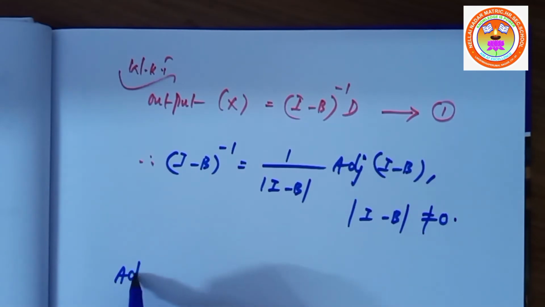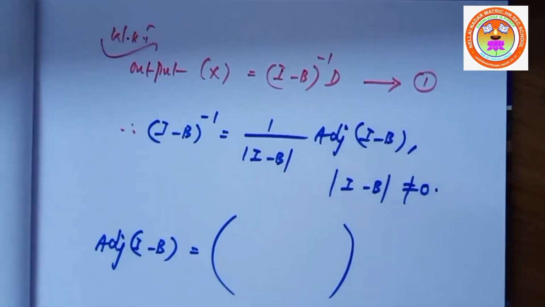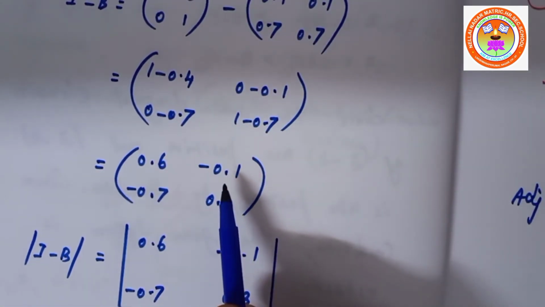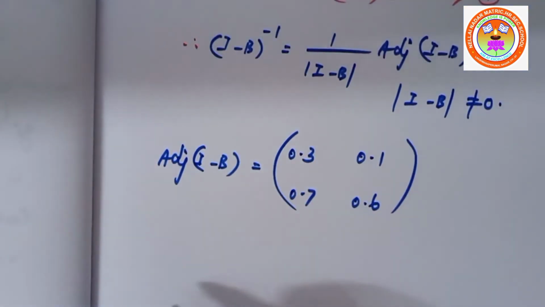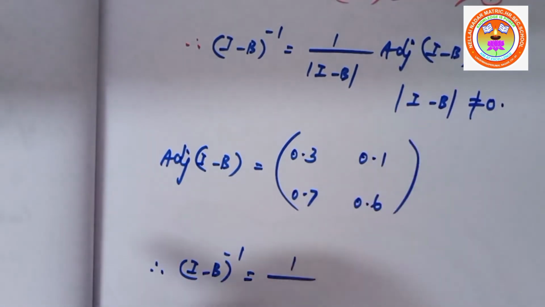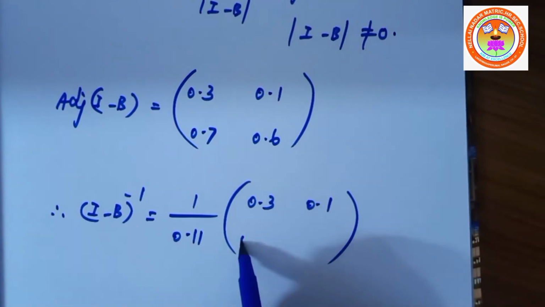So adjoint of (I minus B), since it is a 2 by 2 matrix, very simple. Here it is. I interchange the leading diagonal elements, 0.6 and 0.3 becomes 0.3 and 0.6. And for the non-leading diagonal elements, change the sign: this one becomes plus 0.1, this one plus 0.7. Therefore, (I minus B) whole inverse equals 1 by determinant, that is 1 by 0.11, into adjoint of (I minus B), that is 0.3, 0.1, 0.7 and 0.6.